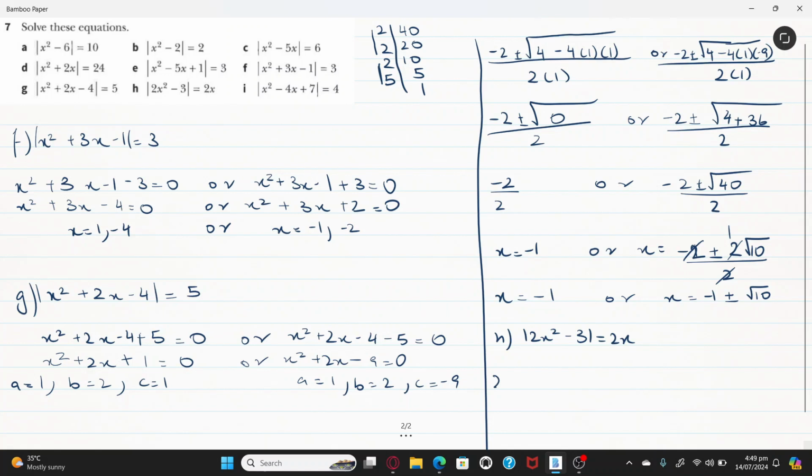So again, we are going to expand this up. 2x squared minus 3 minus 2x is equal to 0, or 2x squared minus 3 plus 2x is equal to 0. Again, rearrange this up. 2x squared minus 2x minus 3 is equal to 0. It becomes easy if we rearrange this. 2x squared plus 2x minus 3 is equal to 0.